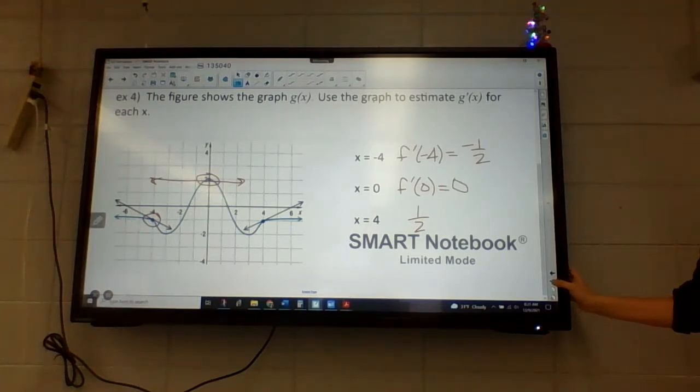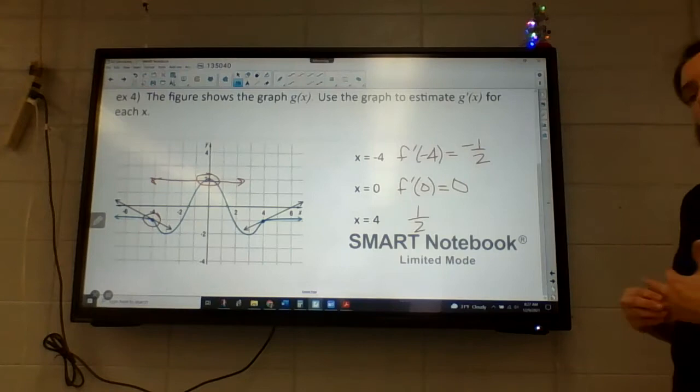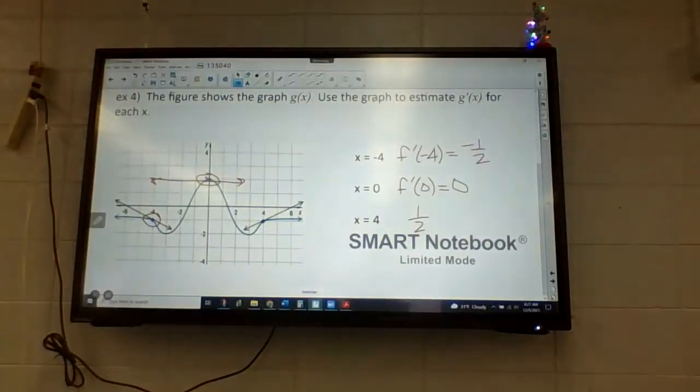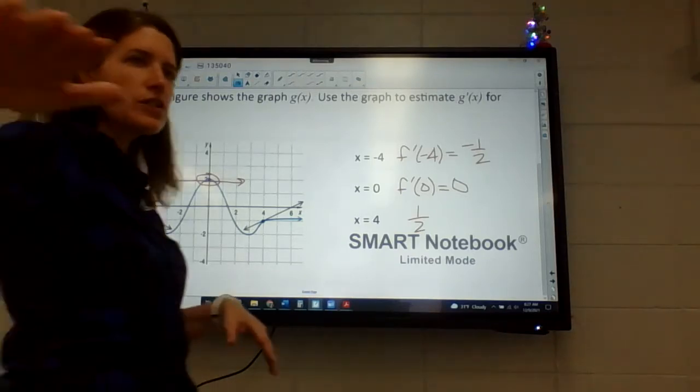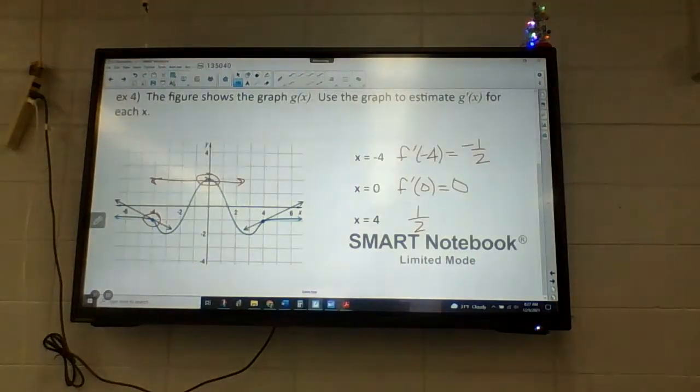All right. What's that? So this one, at -4, you could write slope. Yeah, we're finding the slope. The derivative is the slope of the tangent line at that point.